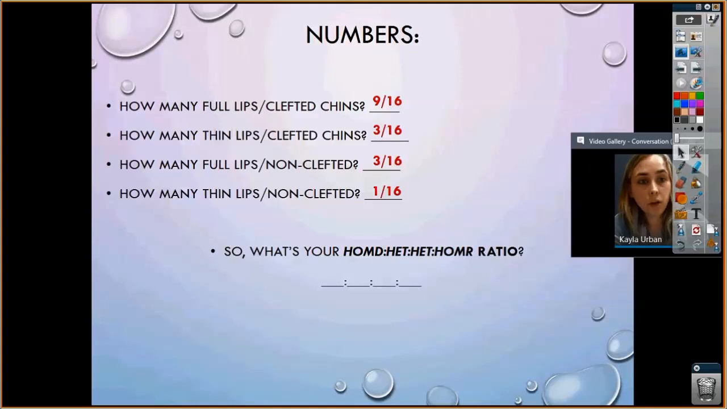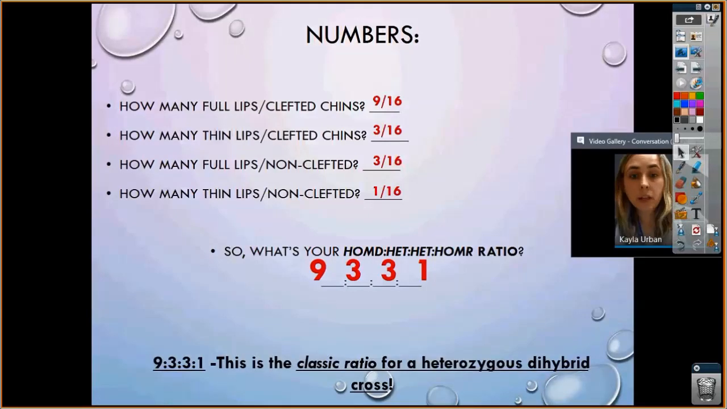So we call that the 9 to 3 to 3 to 1 ratio. And that will always be the case when you have two heterozygous parents for two traits. You do need to remember that. That's the classic ratio for a heterozygous dihybrid cross.